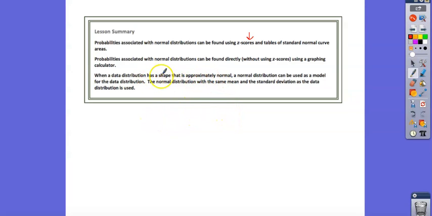Now, when you have a data distribution that has a shape that's approximately normal, then you can use a normal distribution as the model, and you can estimate the area to see if it's correct. You can use the same mean and standard deviation as the data distribution. So it's pretty cool. Okay, that's all we got for today.